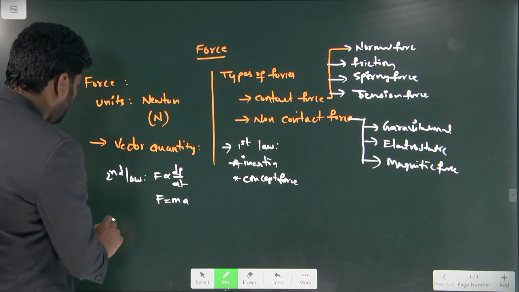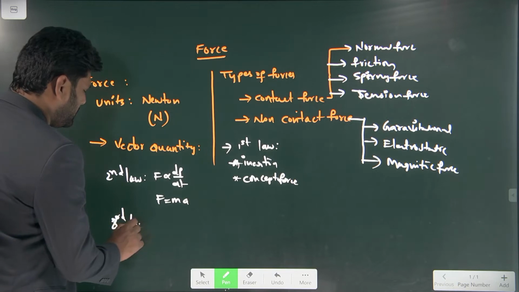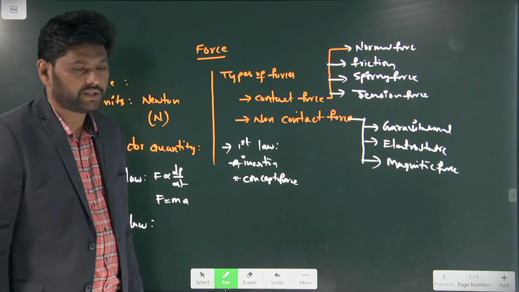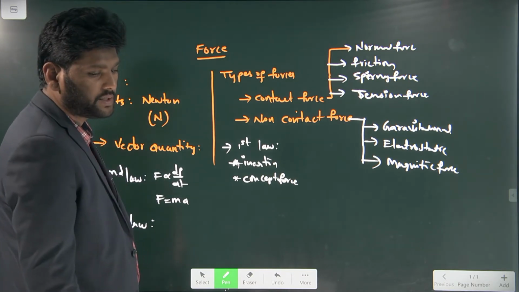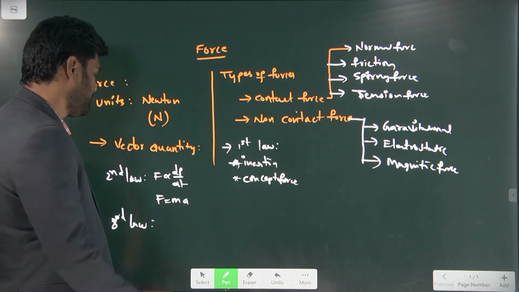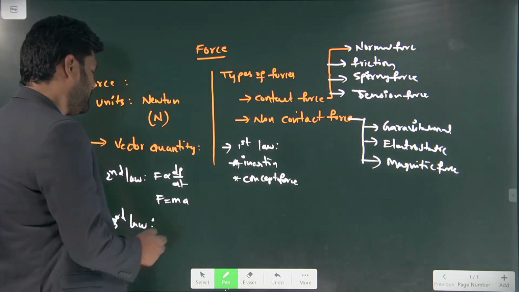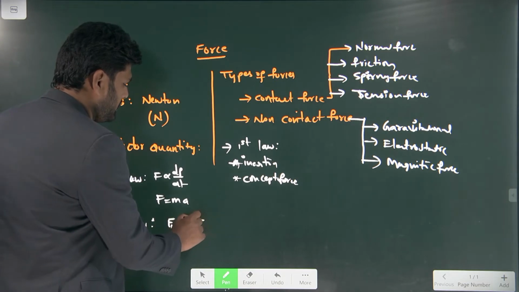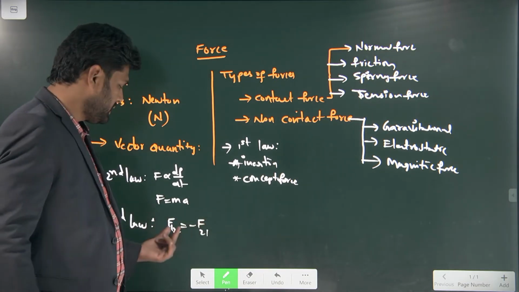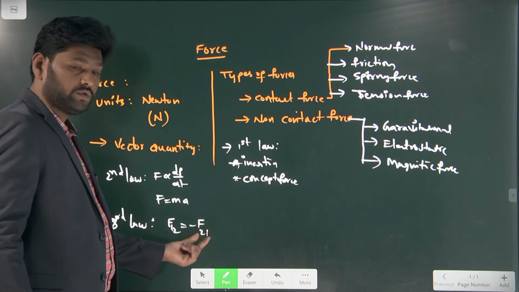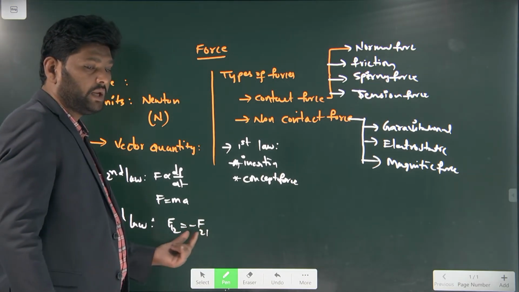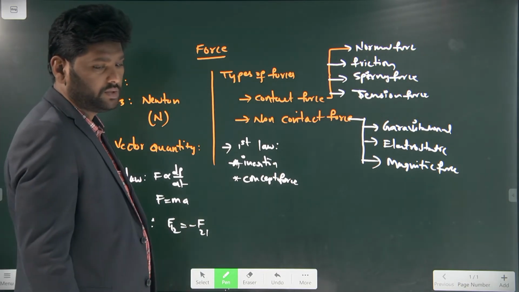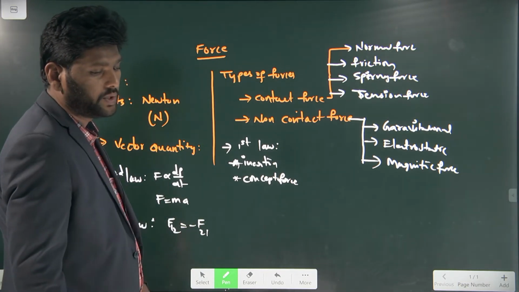Next, in Newton's third law, he said that for every action there is an equal and opposite reaction. So F12 is equal to minus F21. F12 is the action force, F21 is the reaction force. Both are equal and opposite in direction, and they act on different bodies. So this is what is explained in Newton's third law.